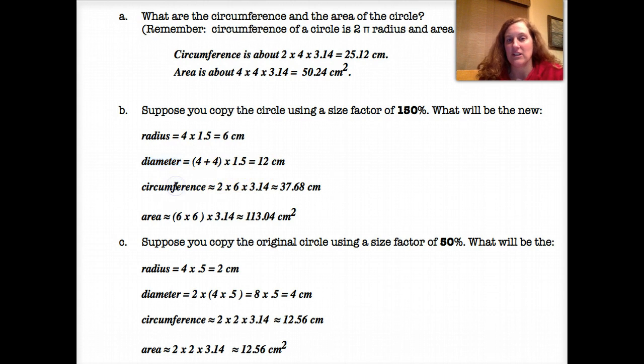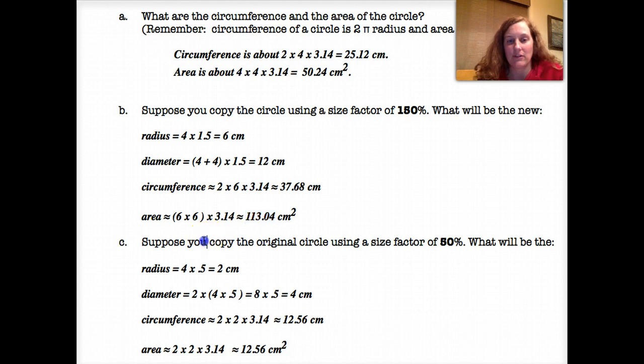My circumference is 2 pi r, 2 times pi times the radius, which we just said was 6. 2 times 6 times 3.14 is 37.68 centimeters. So our new circumference is 37.68 centimeters. Our area is 6 times 6, that's our r squared, times pi, which gives you about 113.04 centimeters squared.